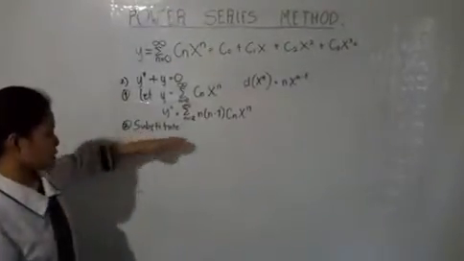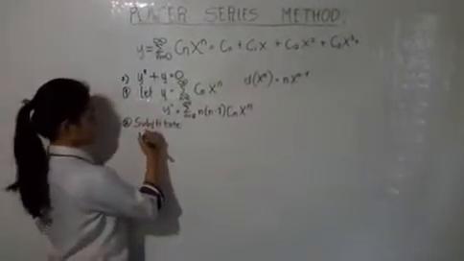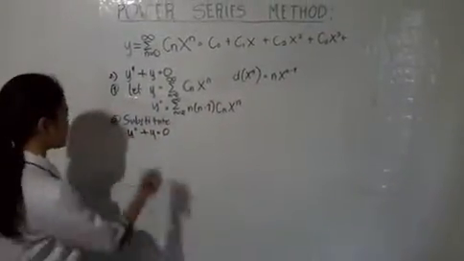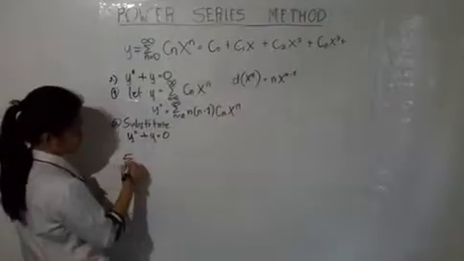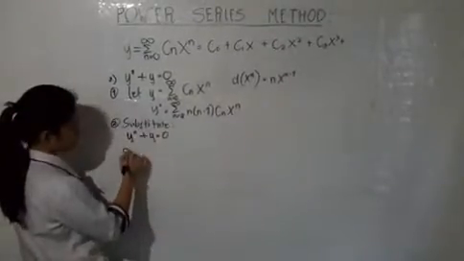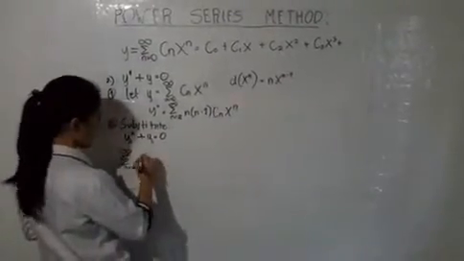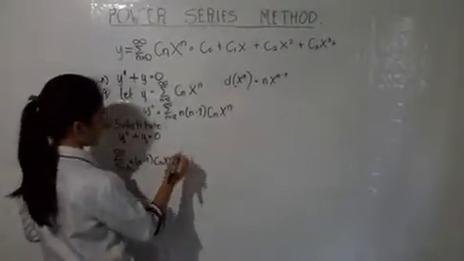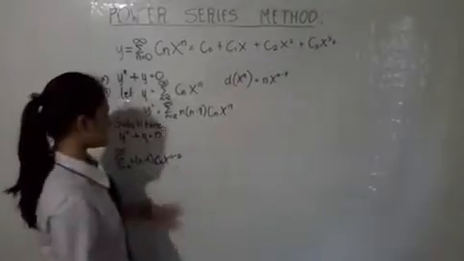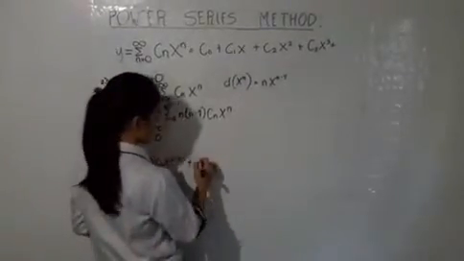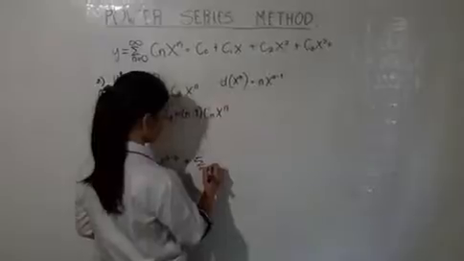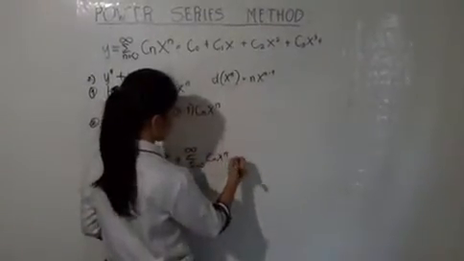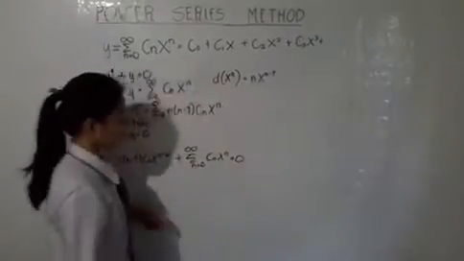For our second step, we have to substitute the values. Second derivative of y plus y is equal to 0. For second derivative, summation of n is equal to 2 to infinity n times n minus 1 c sub n x raised to n minus 2 plus summation of n is equal to 0 to infinity c sub n x raised to n is equal to 0.